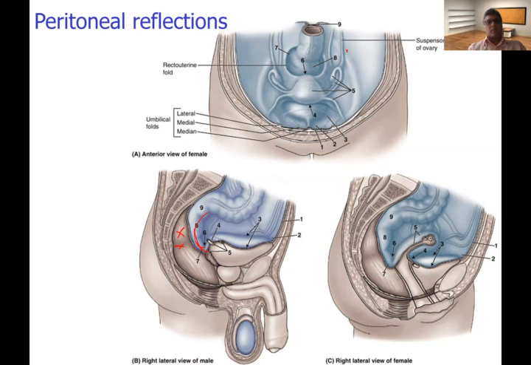In this case, this must be a male. Anterior view of female. Okay, so this gets reflected onto the bladder. This is a male, onto the bladder, and then onto the anterior abdominal wall, covering the superior surface of the bladder.